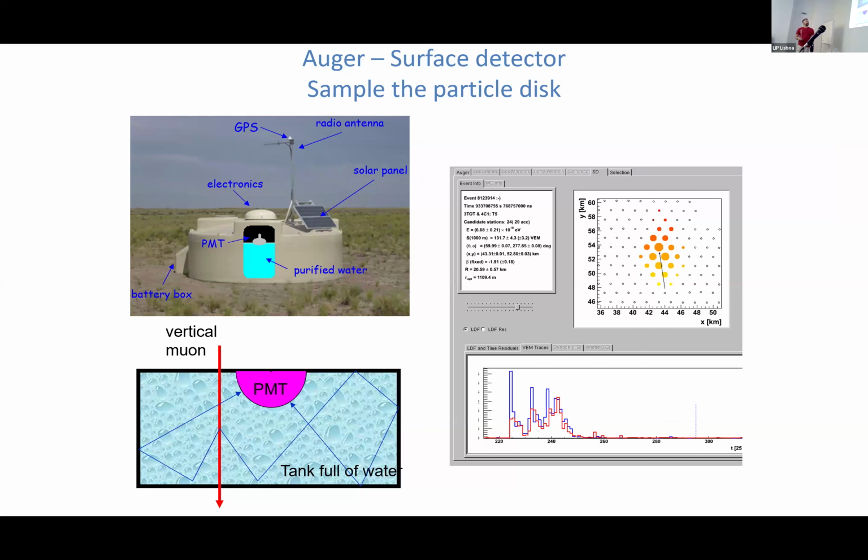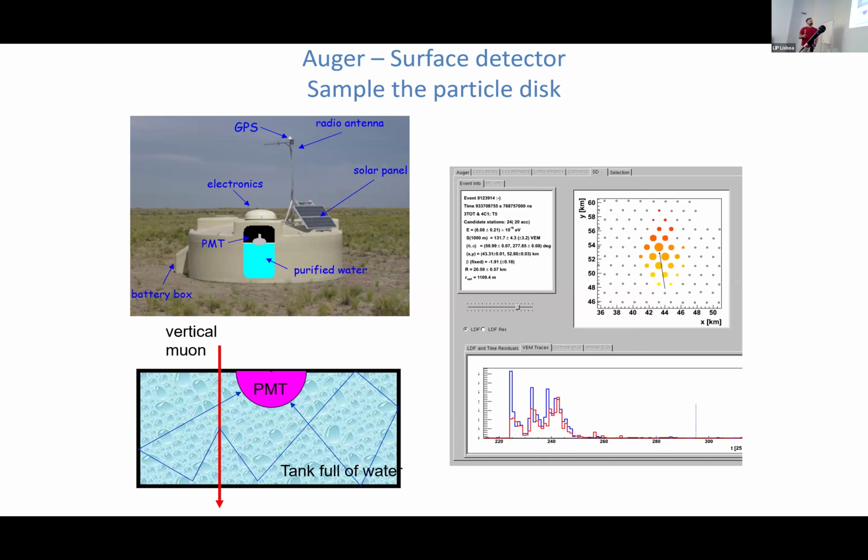For the surface detector, it's a bit more complicated, although it's a simple detector. So you have a tank full of water. Charged particles crossing it will do Cherenkov. Photons will interact and probably make a shower, and electrons also, and the charged particles will also do Cherenkov. And so you collect the light in three photomultipliers, and you get something like this.